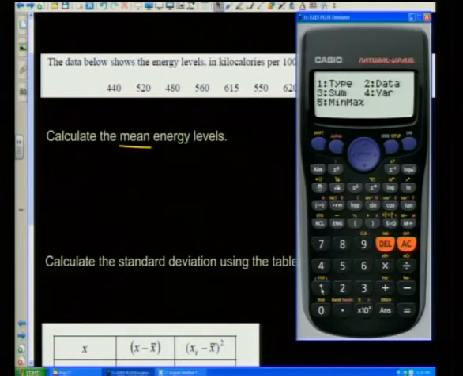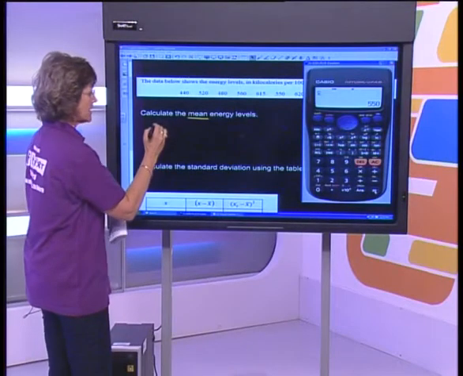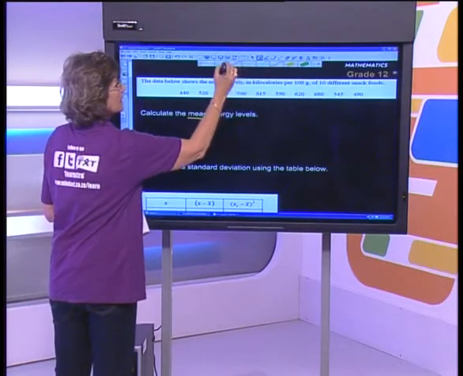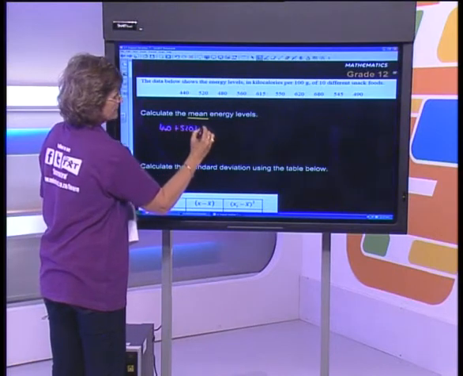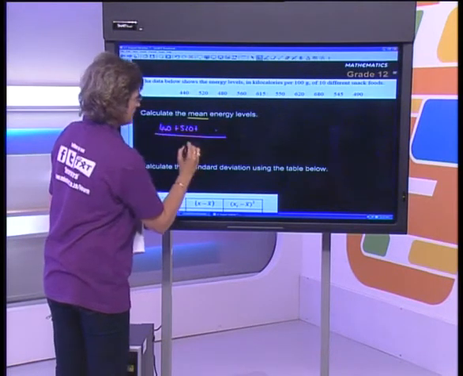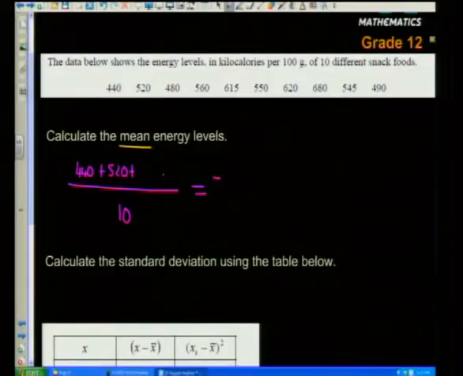Right, then if I go to my stat and I go back to number 4 and I choose my mean, it tells me that my mean is 550. Now remember, in order to get your mean, what you really are doing is adding up those 10 numbers and dividing by 10. So literally, you are taking your 440 and your 520, etc., and dividing by 10, and you get an answer of 550. And that is exactly the mean.